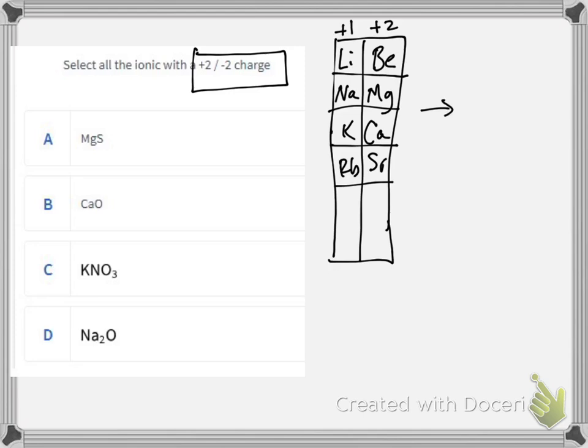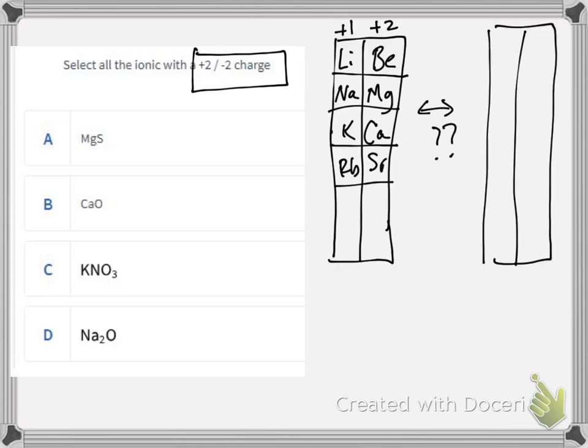Then we have in the middle of the periodic table a big mystery zone. And then we get to the last two columns and we have a very similar trend, but now with negative numbers. So fluoride is -1, chloride, bromide, iodide. And then we have oxygen, sulfur, and selenium, which are -2. So these are the ions you're expected to be able to recognize from the periodic table.